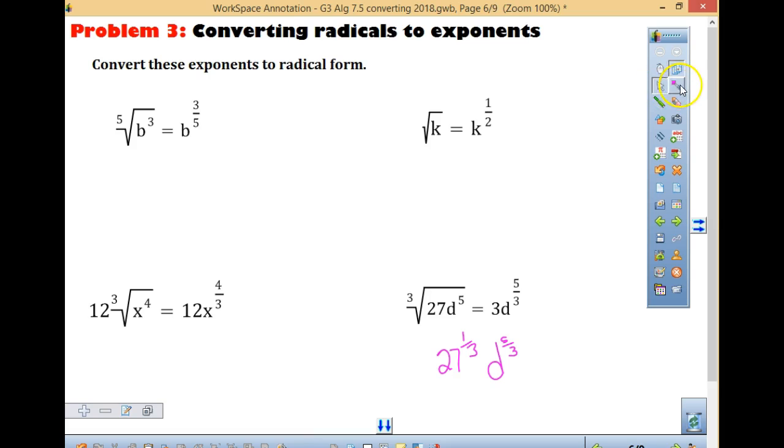So in our beginning notes, one of the first things it said is that when there is no root written, the index is always 2. So it's not written in as a 2, but that's where the 2 comes from. Just knowing that anytime it's a square root, that's a 2. So those of you that are gone, I'll get your test back to you.